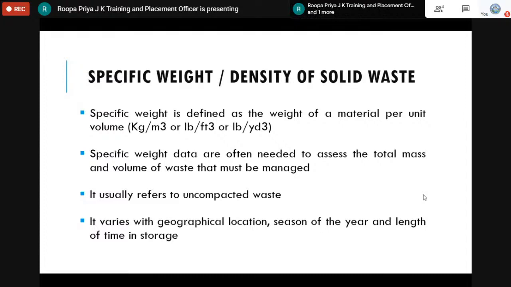Specific weight data are often needed to assess the total mass and volume of the waste that must be managed. It usually refers to uncompacted waste, and it varies with geographical location, season of the year, and length of time in storage.